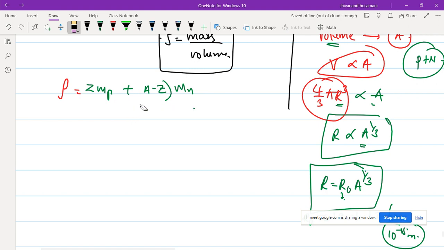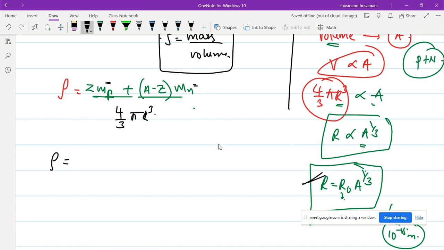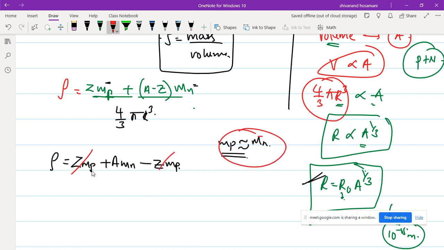The volume of the nucleus is 4 by 3 pi r cube. We know that r is equal to r naught A to the power 1 by 3, from this relation, so we substitute that. Generally the mass of the proton and the mass of the neutron are almost the same. If I treat the mass of the proton as nearly equal to the mass of the neutron, then the terms combine and cancel. The volume is 4 by 3 pi r cube, where r cube is r naught A to the power 1 by 3, whole cubed.